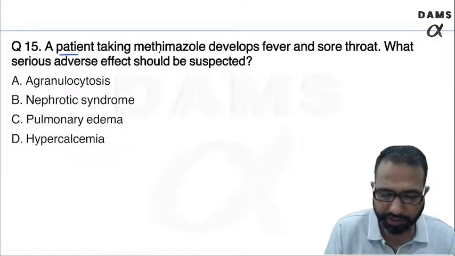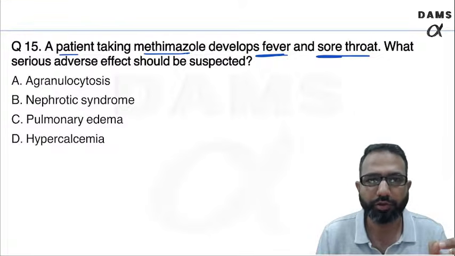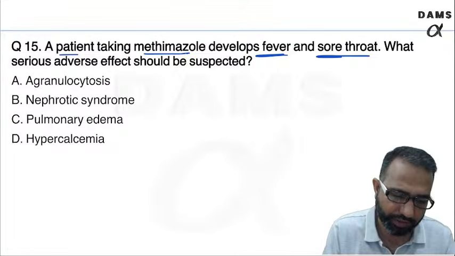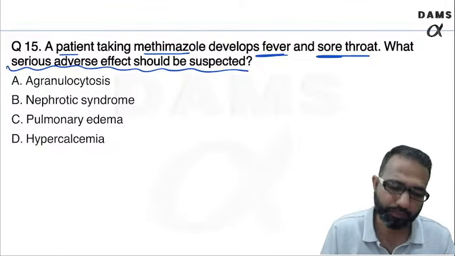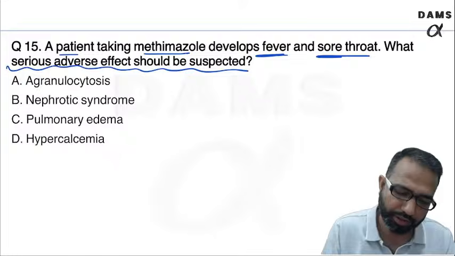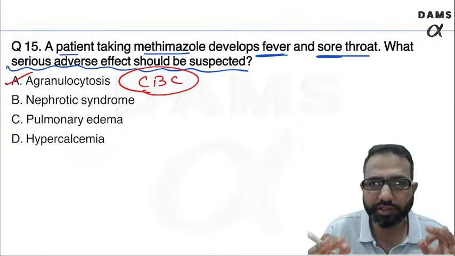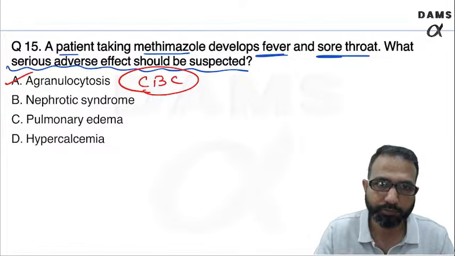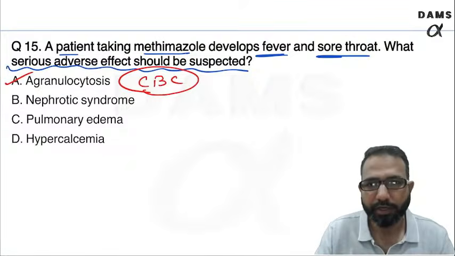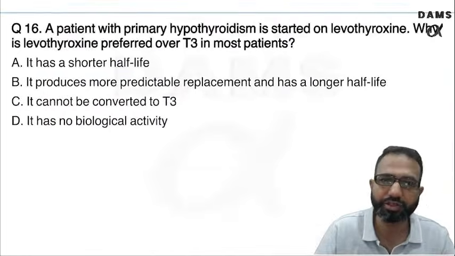Next question: a patient taking methimazole develops fever and sore throat. If there is fever, if there is sore throat, what will you think? Which serious adverse effect should be suspected? Obviously agranulocytosis. Always suspect agranulocytosis and check the CBC, complete blood count. So whenever there is sore throat or fever after this drug, always suspect agranulocytosis, neutropenia. Complete blood count should be advised. That is commonly seen with the thionamide drugs, carbimazole, methimazole. That is the main toxicity of these drugs.